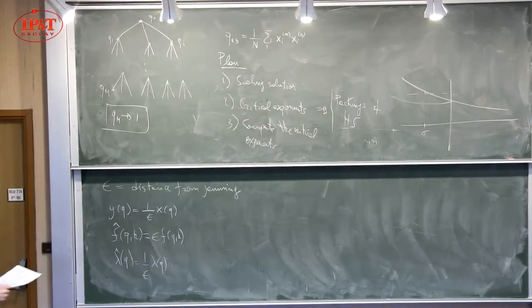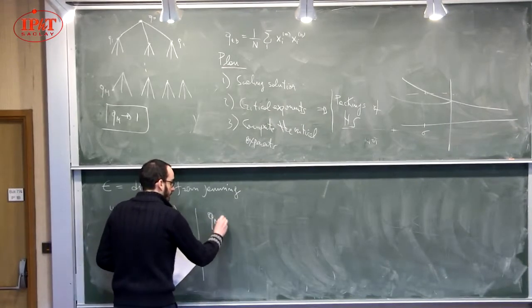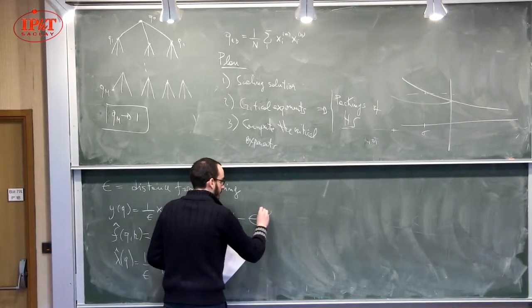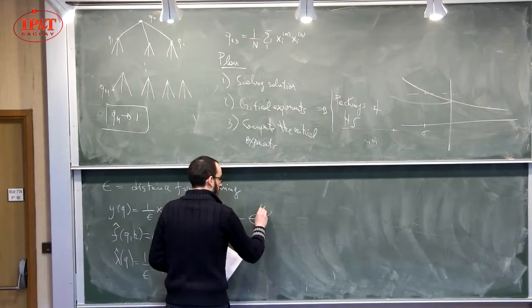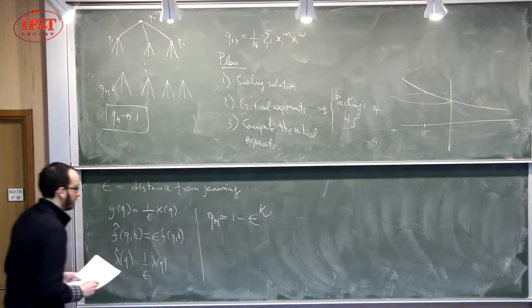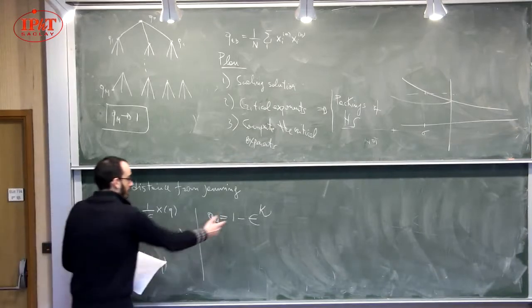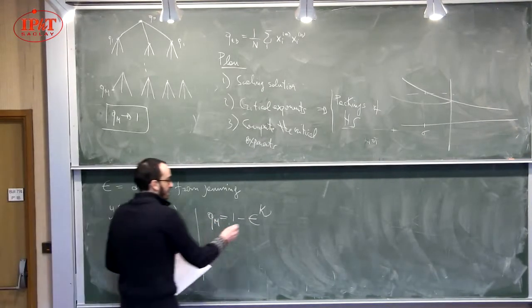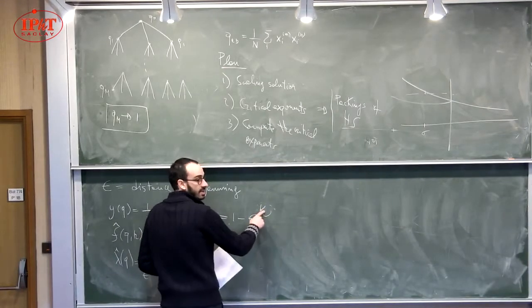Okay. And then we assume that qm is 1 minus epsilon to some critical exponent k that we will compute. So when epsilon goes to 0, qm goes to 1. Okay, let me just tell you what is the interpretation of this exponent.